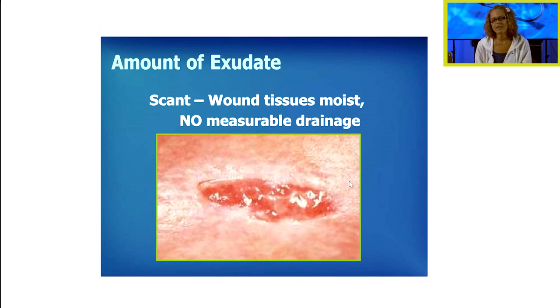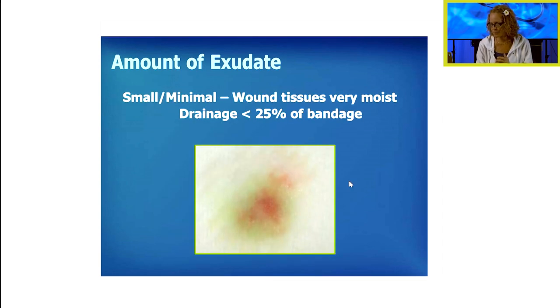Here, we're describing the amount. So it's important, again, to perk up your ears. We're looking at scant drainage. There's really no measurable drainage, but we can see that the wound bed is kind of moist. All right, and that there's drainage coming from the wound, but we refer to this as scant. This drainage on this dressing, I think this is a dressing. I don't think this is an actual wound. This is a small or minimal amount of drainage. So we have scant, which is very little, and then we have minimal, which we see here on this dressing.